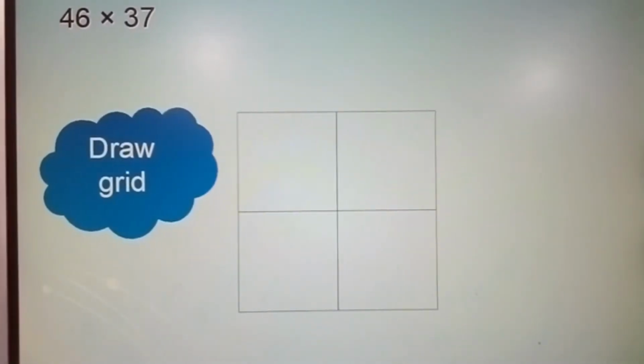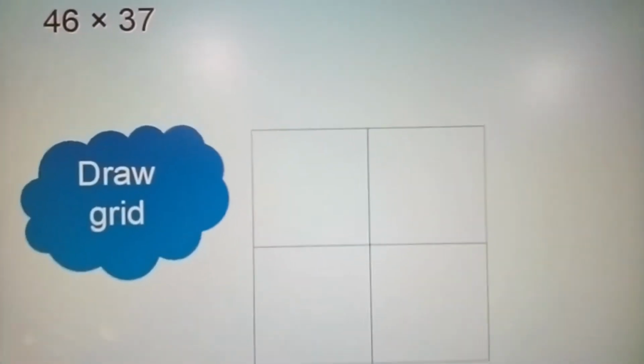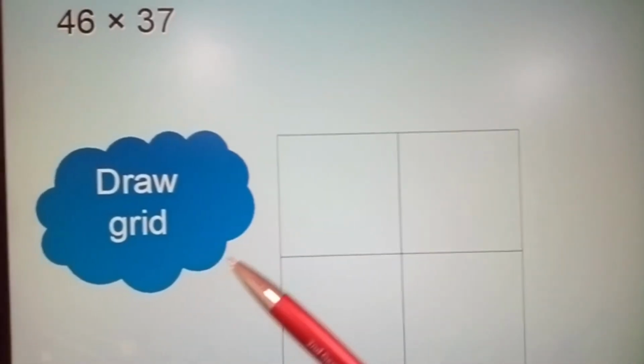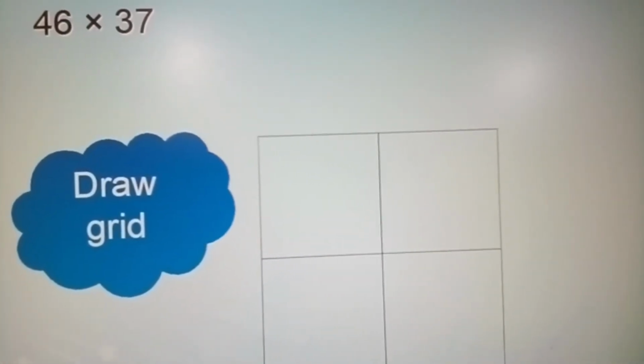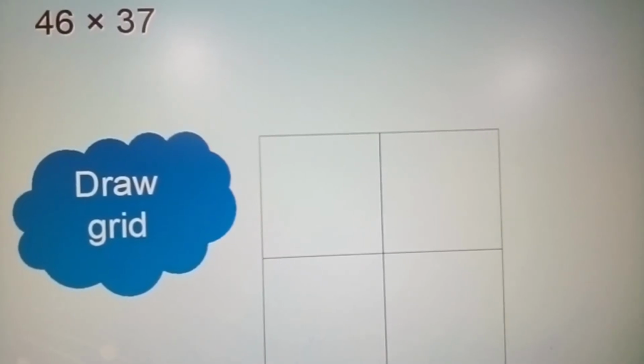Let's look at multiplying 46 times 37. And we're going to use this method. So the first thing we need to do is to draw our grid. Now, you will need to do this yourselves in writing or on paper, or even if you are familiar with your computers, do it on computer. Do it however you like, but get it done.